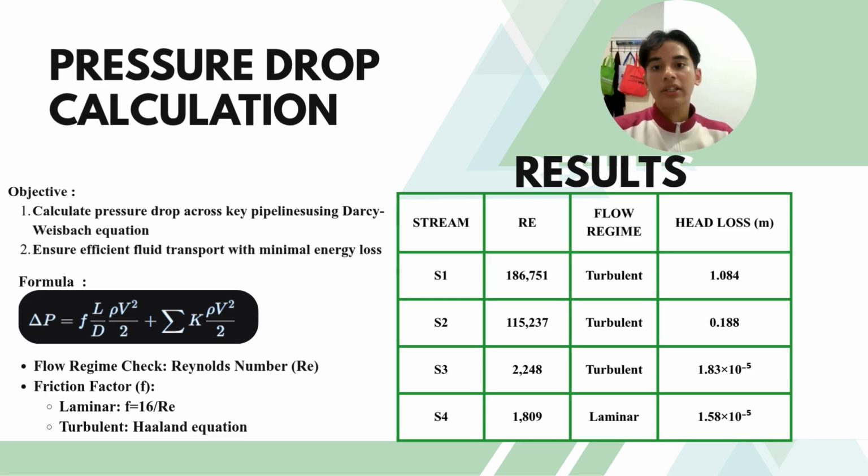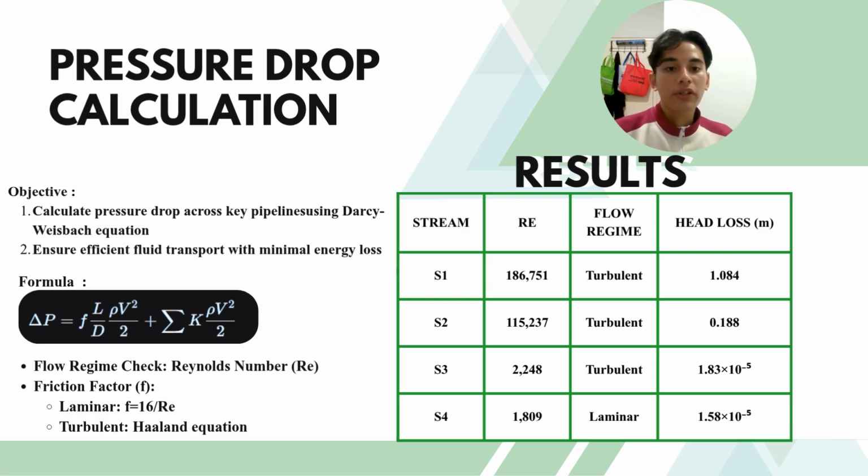So now we'll be calculating the pressure drop across each key pipeline using the Darcy-Weisbach equation. This is to ensure efficient fluid transport with minimal energy loss. First we have to check the flow regime using the Reynolds number, whether it's less than 2000 or more than 4000, to determine if it's laminar or turbulent, so that we can choose which friction factor equation to use to calculate it. So here are the results of the calculation.